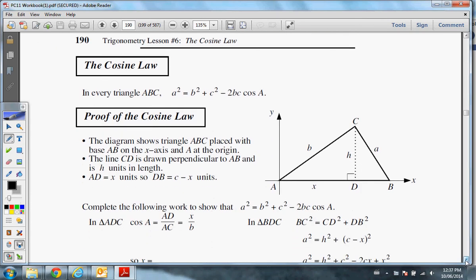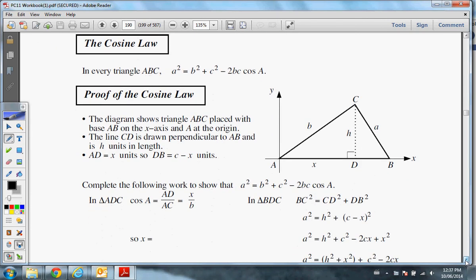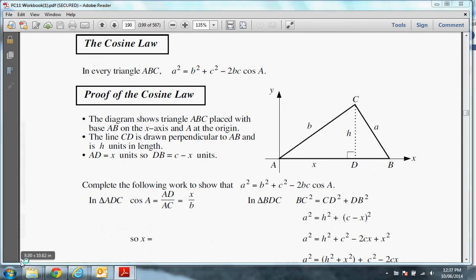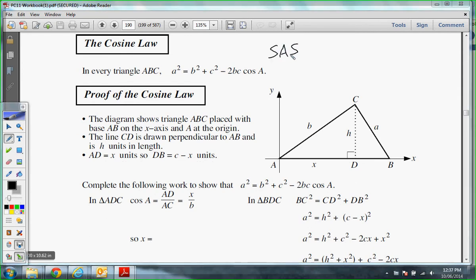And this one here, if I was you, I would highlight it or star it, and I would put SAS next to it. This is best when you have side angle side. Right here, the cosine law.